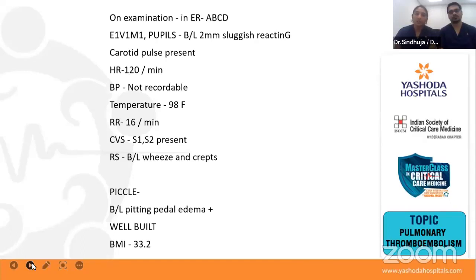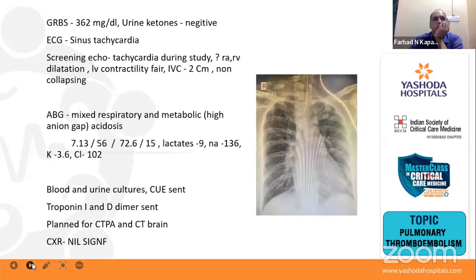On investigations, GRBS is 362, urine ketones were negative. What does GRBS mean? Random blood sugar levels, sir, at that time. What does G stand for? Grossly. Okay, fine. This is the random blood sugar. Okay, continue. Glucometer based. Glucometer.